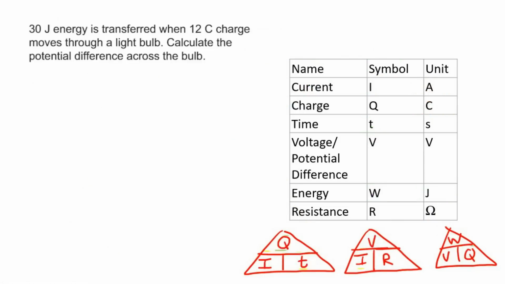So here we have 30 joules of energy. Okay, so that's this one. So that's W. Okay, so we go highlight all the W's. Is transferred when a 12C charge. Okay, so we have charge as well, which is a Q. So let's go highlight all the Q's. Okay, moves through a light bulb. Calculate the potential difference. So potential difference is this one here. So that's a V. So they would like us to calculate V.